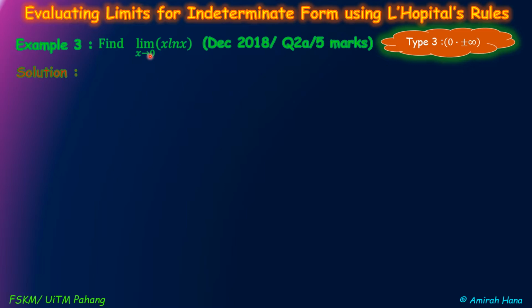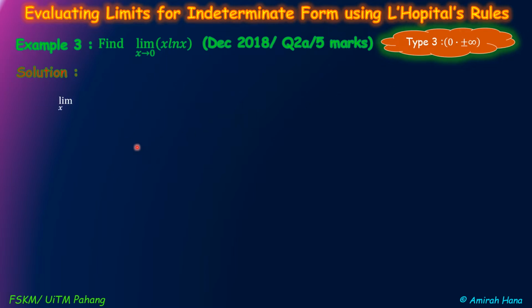This example is under type 3 because when we substitute 0 into variable x, we have 0 times ln 0, which is infinity. So we have 0 times plus minus infinity, which is under type 3, and it is also an indeterminate form. When we evaluate a limit under indeterminate form, we need to use L'Hopital rule.